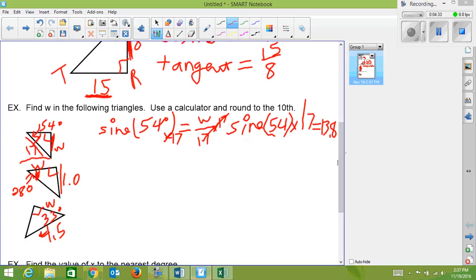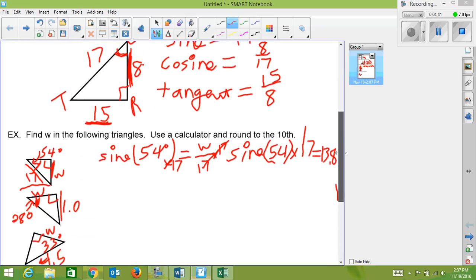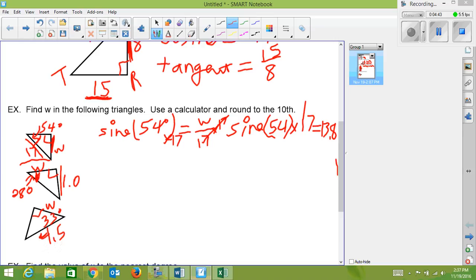So then when I do it, I have opposite and adjacent. It's the tangent. So I have the opposite leg over there and the adjacent leg. So I'm going to do the tangent of a 28-degree angle, and that's going to equal my 1 divided by my W, which is your opposite divided by adjacent.